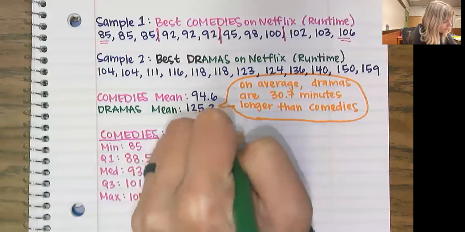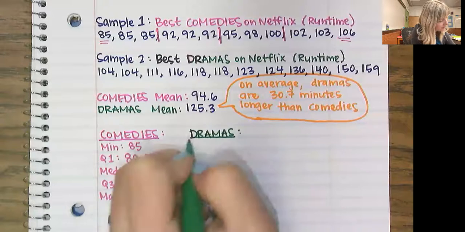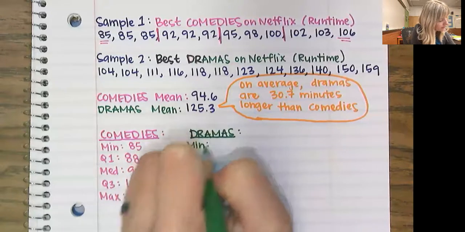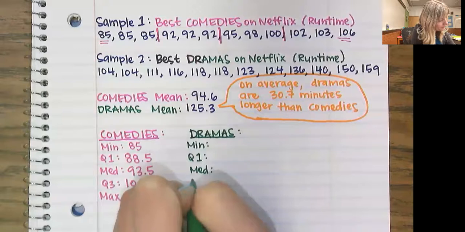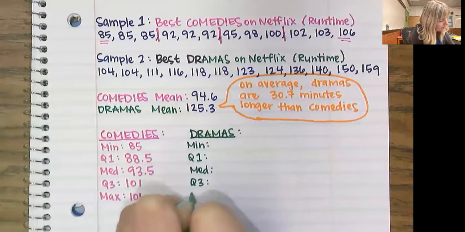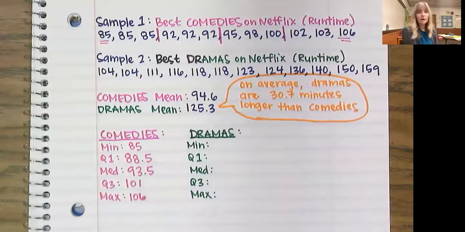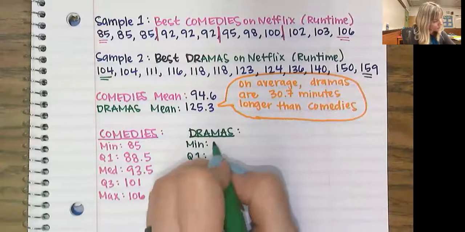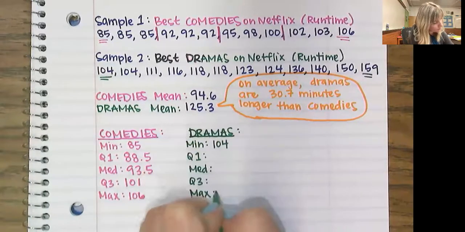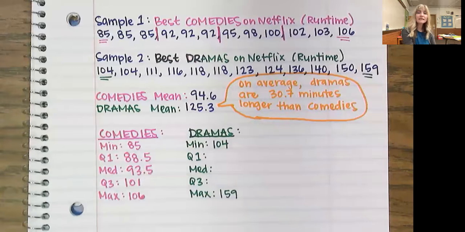Let's do that again now for dramas. Okay, I'm going to go to my other sample, my other list of data. And once again, I am going to find my 5-number summary: min, Q1, median, Q3, the max. All right, here I go. Min and max: 104 and 159. Those are always really easy to pick out if you've got it in order. There's your min, there's your max.